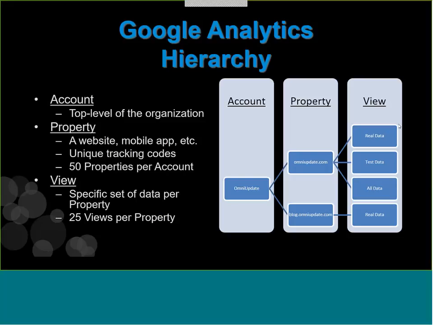And then within a property, you have views. And views are where you'll actually see the data. This is where you're running reports and all that. In general, you have three basic views. You have a view for all of your data. It's always good to have all of your unfiltered data just in case anything goes wrong. Then a view for your test data, and then your real data and all the other views you may have.